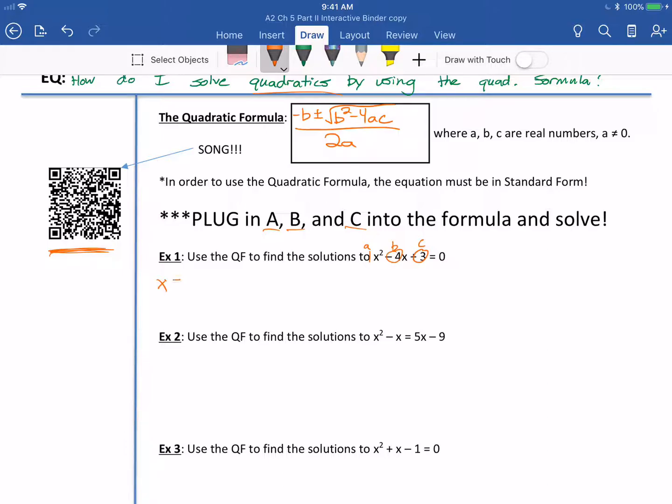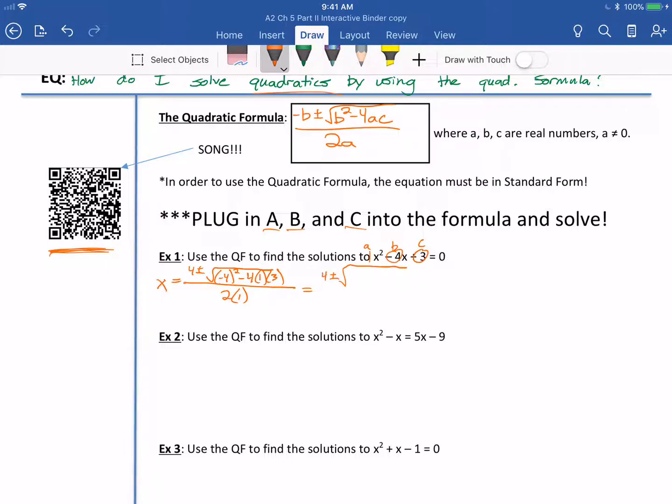So x is equal to negative b, so that's going to be 4, plus or minus the square root of negative 4 squared minus 4 times a, which is 1, and my c is 3, all over 2 times my a, which is 1. Now I can just go through and solve, but be careful here, you gotta do PEMDAS. I like to just leave this 4 plus or minus out here for now.